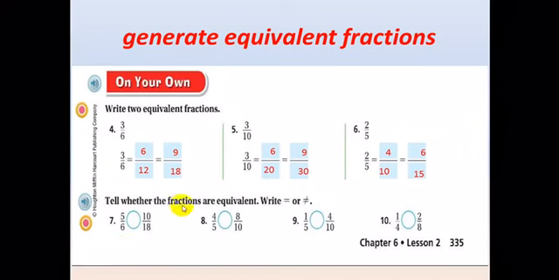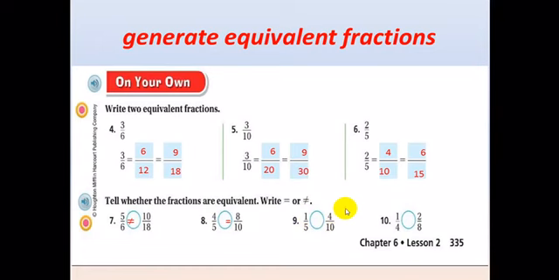Here, tell whether the fractions are equivalent, right? Equal or not equal. 5/6 equals 10 over 18? If I make here times 2, it will be 10, and 6 times 2 equals 12. Equal or not equal? Yes, not equal. Here 4 over 5. Here if I make times 2, 4 times what gives me 8? 2 times 2, up times 2, down times 2. 4 times 2 is 8, and 5 times 2 is 10. Equal or not equal? Yes, equal.